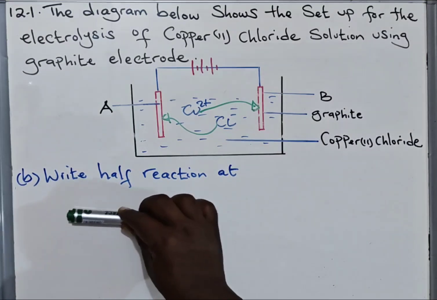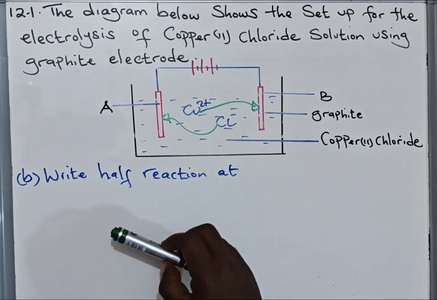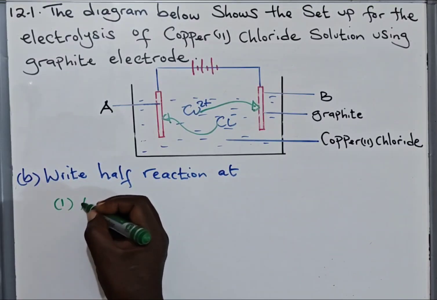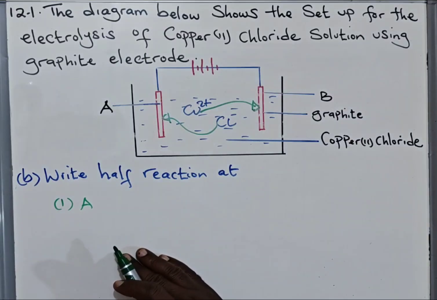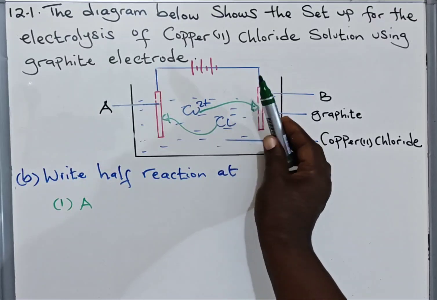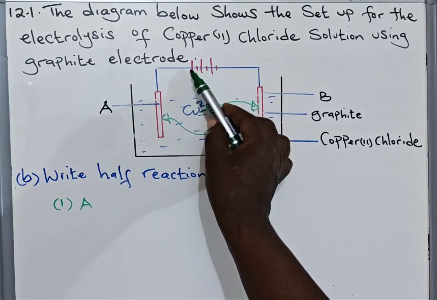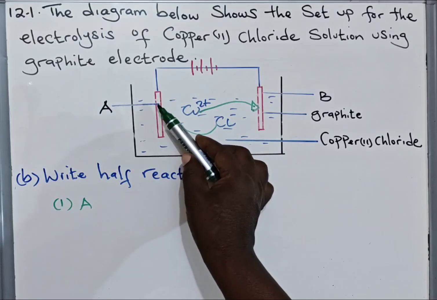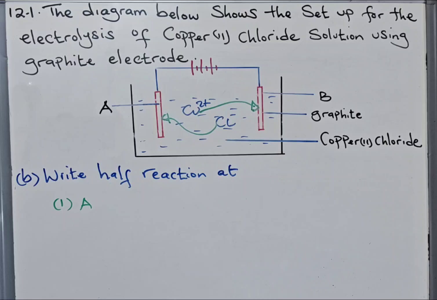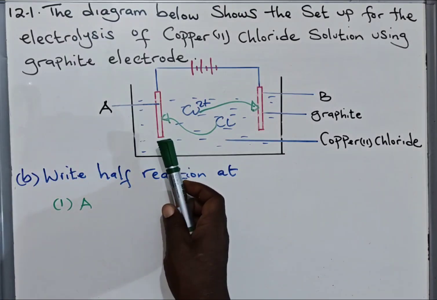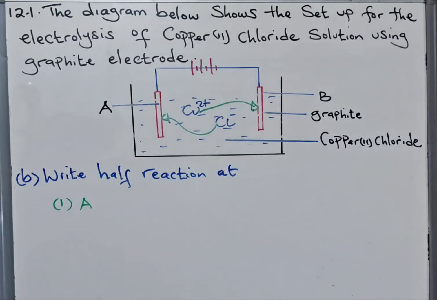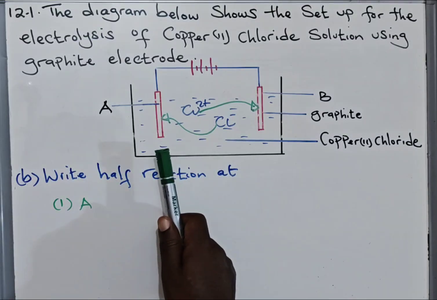Yeah, so this question comes. It says write the half reaction at A. Okay, so how do we identify A? You go to the battery, and from the battery it's very clear that it's the positive which is attached to A. So that makes A positive. So the question is, what do we call a positive terminal or positive electrode? It is anode. So the positive electrode is anode.